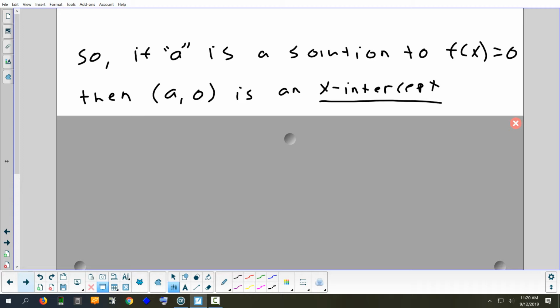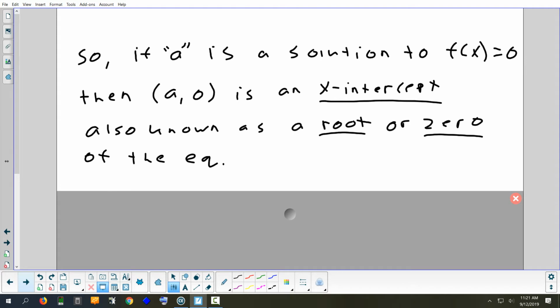Okay, so if you find a number that you can plug in for x, and it gives you 0 for y, you just found the x-coordinate of the x-intercept. And the y-coordinate is 0. Any questions on that idea? Okay. So that number that you found is called a root. It's also called a 0 of the equation. Most newer calculators, when you go to second calc, have the option for 0. An older calculator used to say root, but they mean the same thing.